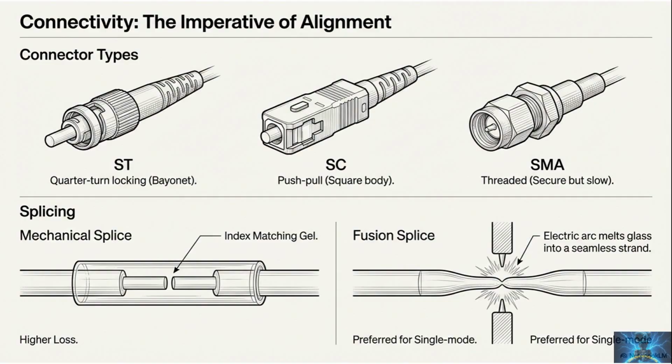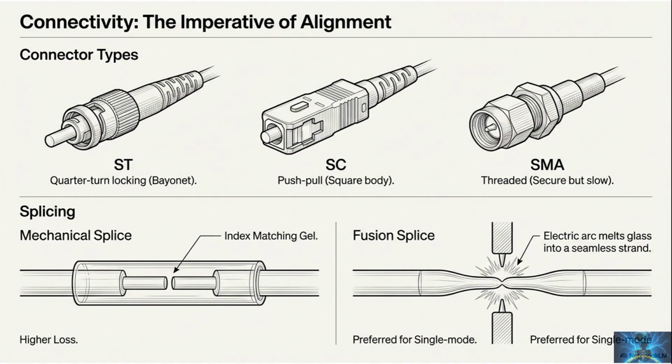Connectivity, the imperative of alignment. Fiber optics is powerful, but it is picky. You are trying to couple light into a core that may be only a few microns wide. Connectors come in several forms, including bayonet-style, push-pull, and threaded. Each is a compromise between speed and security.